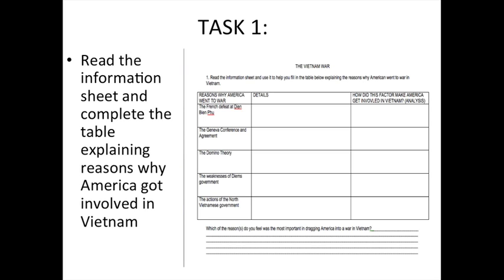The reasons are listed down the side of the table here. The French defeat at Dien Bien Phu. Provide specific details. How did this lead to America entering the war? Point, evidence, analysis. Repeat the same for the Geneva Conference and Agreement, the domino theory, the weakness of Diem's government in Vietnam, and the actions of the North Vietnamese government.